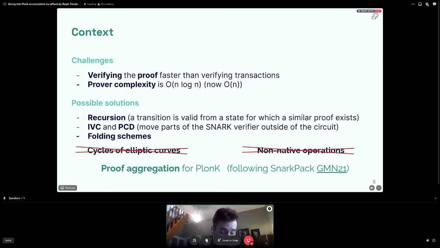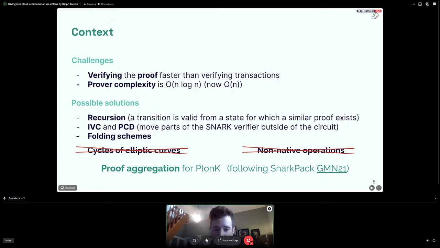So why this is still challenging and we can't just verify all the proofs at once is because we want to verify the proofs faster than verifying each transaction. So we have to compress the verification of all of these proofs together into one proof here. The proof complexity is very big. Generally, it is in n log n, where n is the number of statements you want to prove, or constraints. But newer schemes actually do it in O of n. There are several solutions which exist, such as recursions, IVC, and PCD, and more recently for linear schemes.